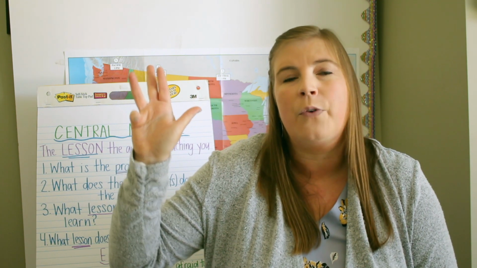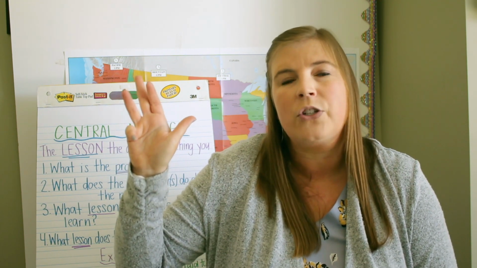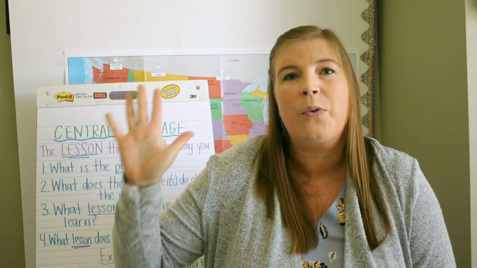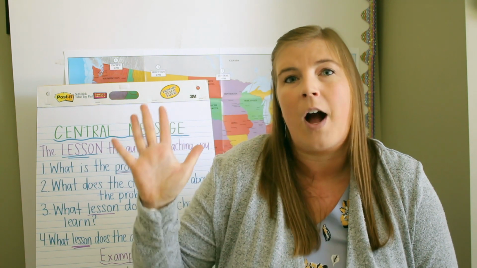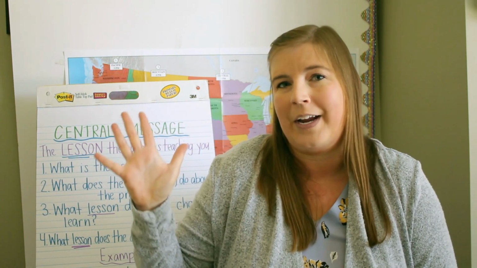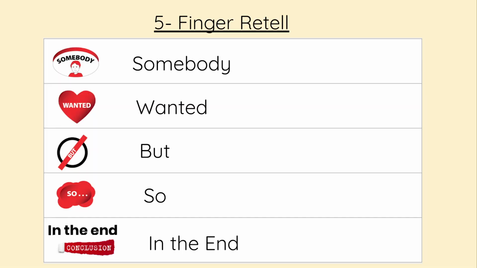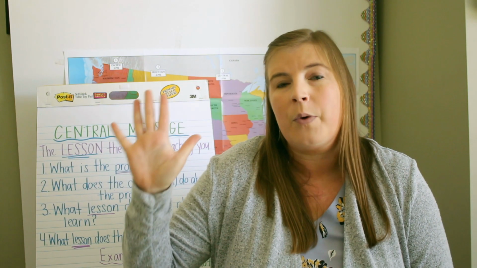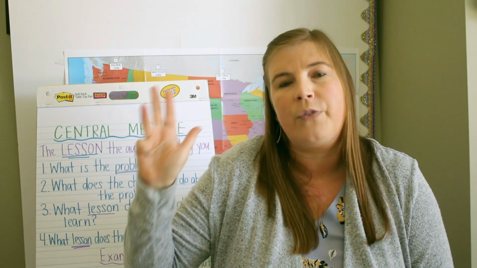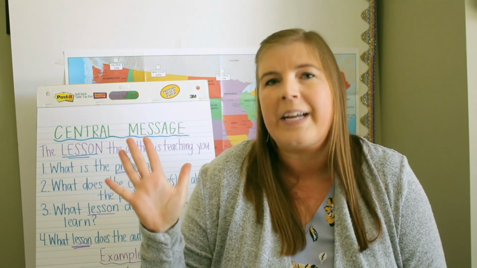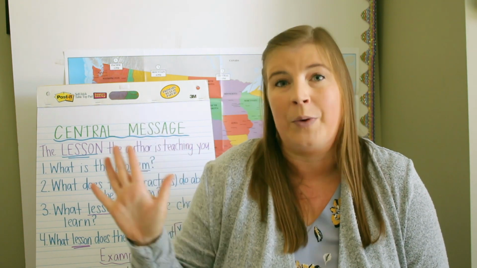Your ring finger is for so. What does the character do to try and solve the problem? And your pinky finger is for in the end. How is the problem solved at the end of the story? So for our 5-finger retell, let's review. Somebody wanted, but, so, in the end. While we're reading and after we're reading, we are going to review those components. So when we're finished, we're able to recount or retell the story using our 5-finger retell.